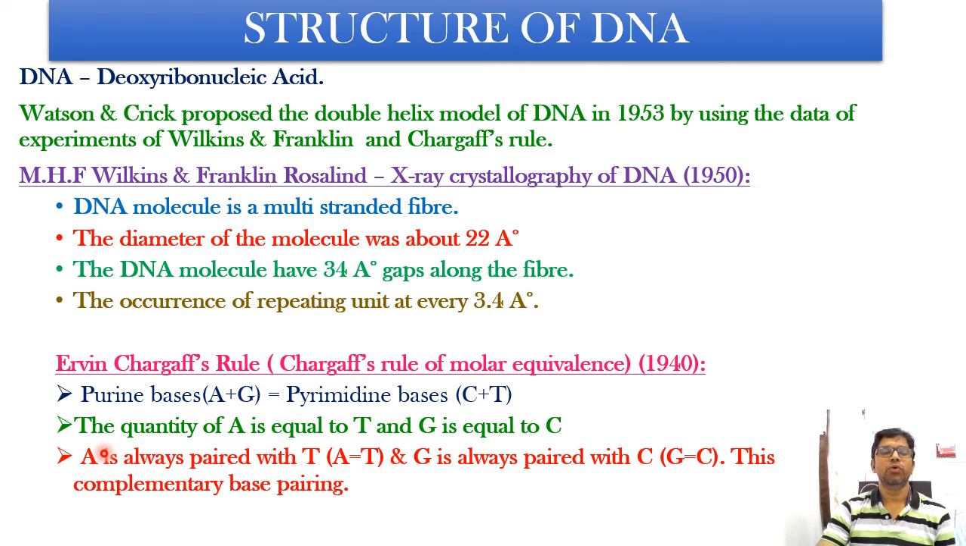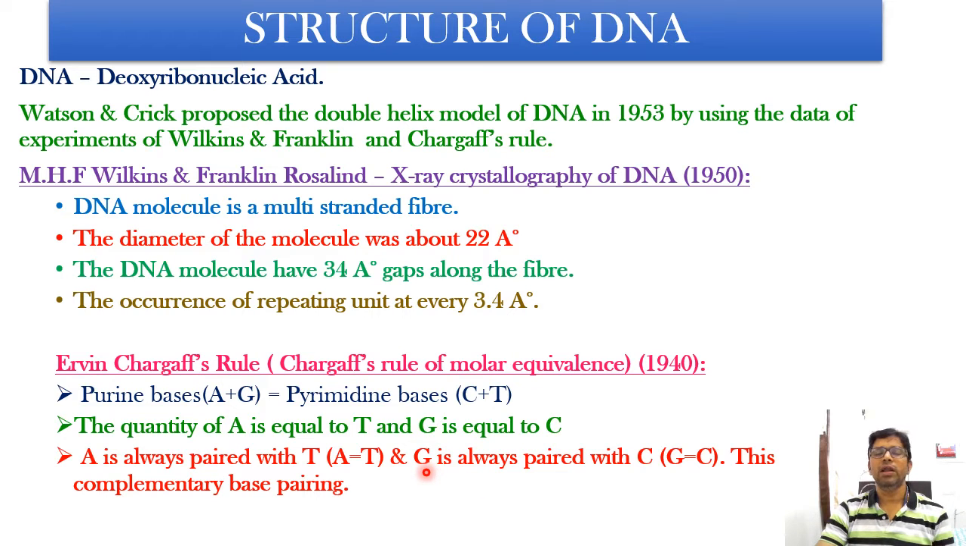The second point: the quantity of adenine is equal to thymine, and the quantity of guanine is equal to cytosine. And the third point is that adenine is always paired with thymine with two hydrogen bonds, and vice versa.